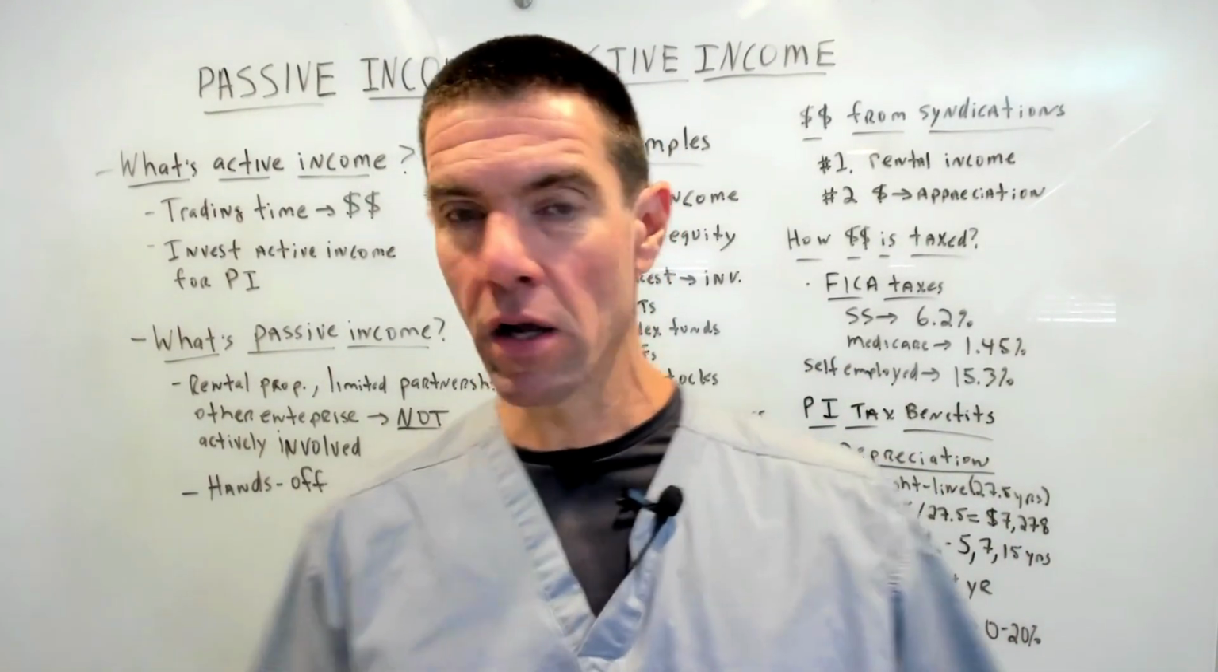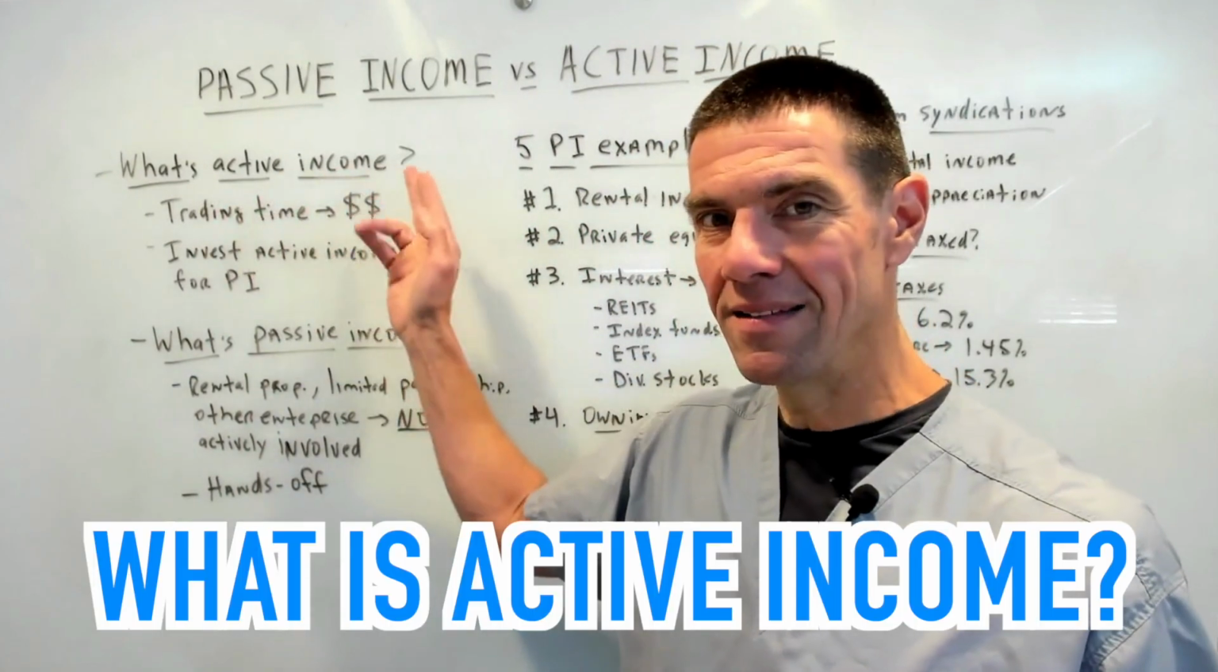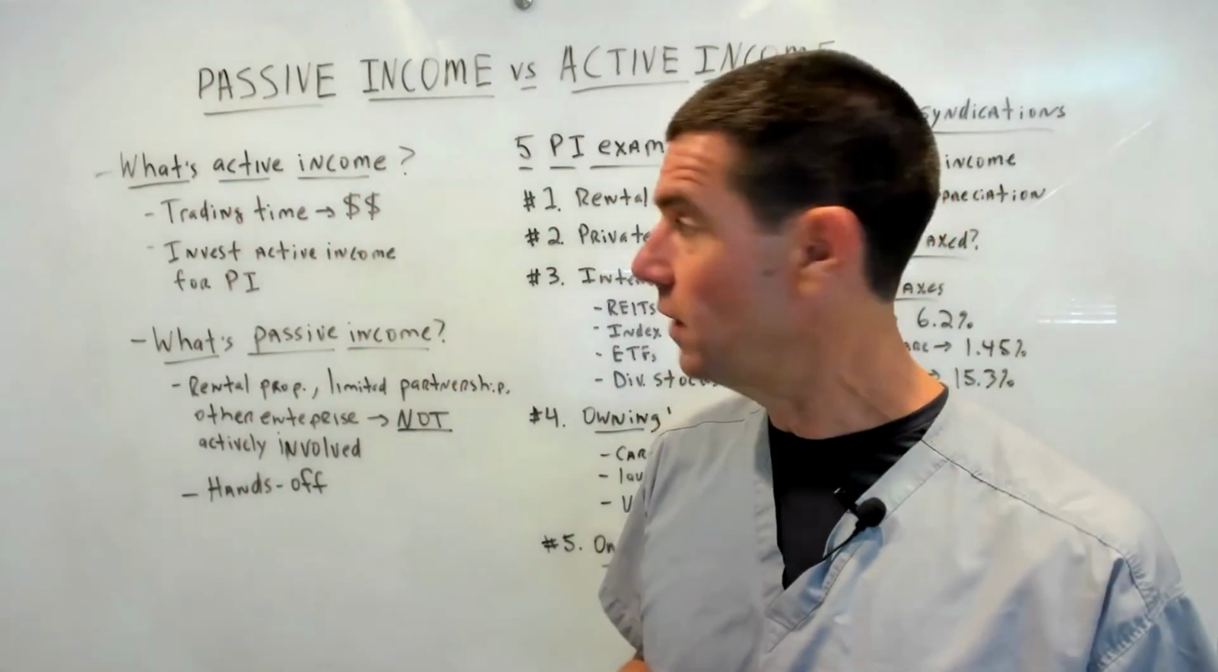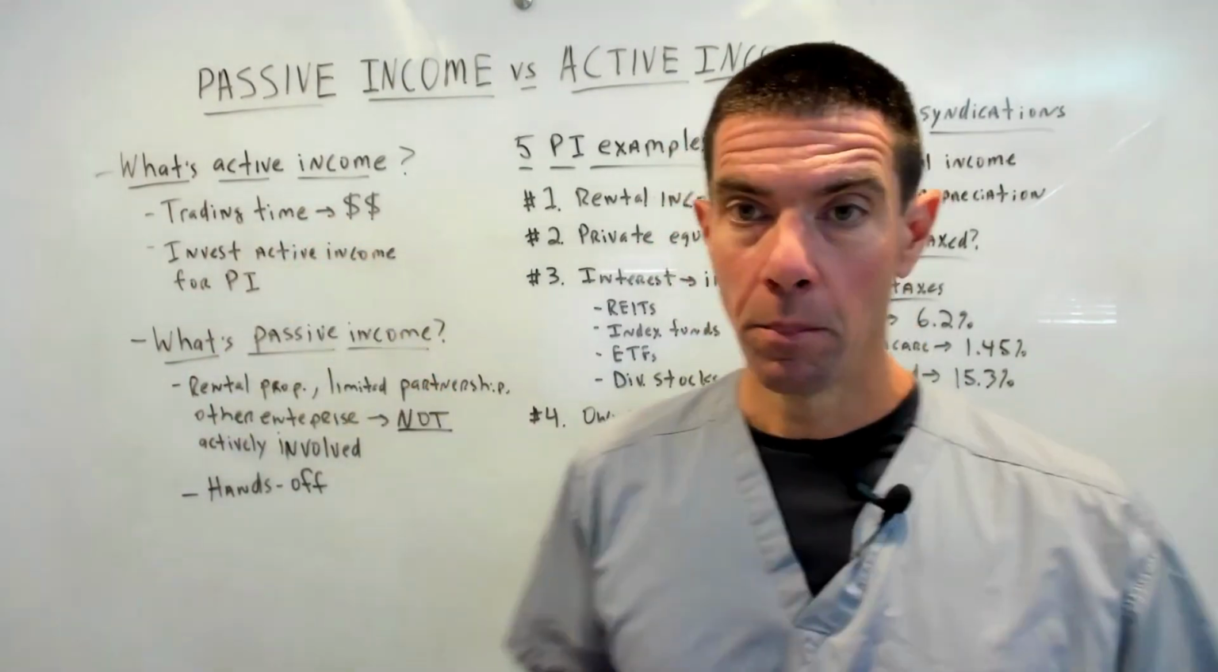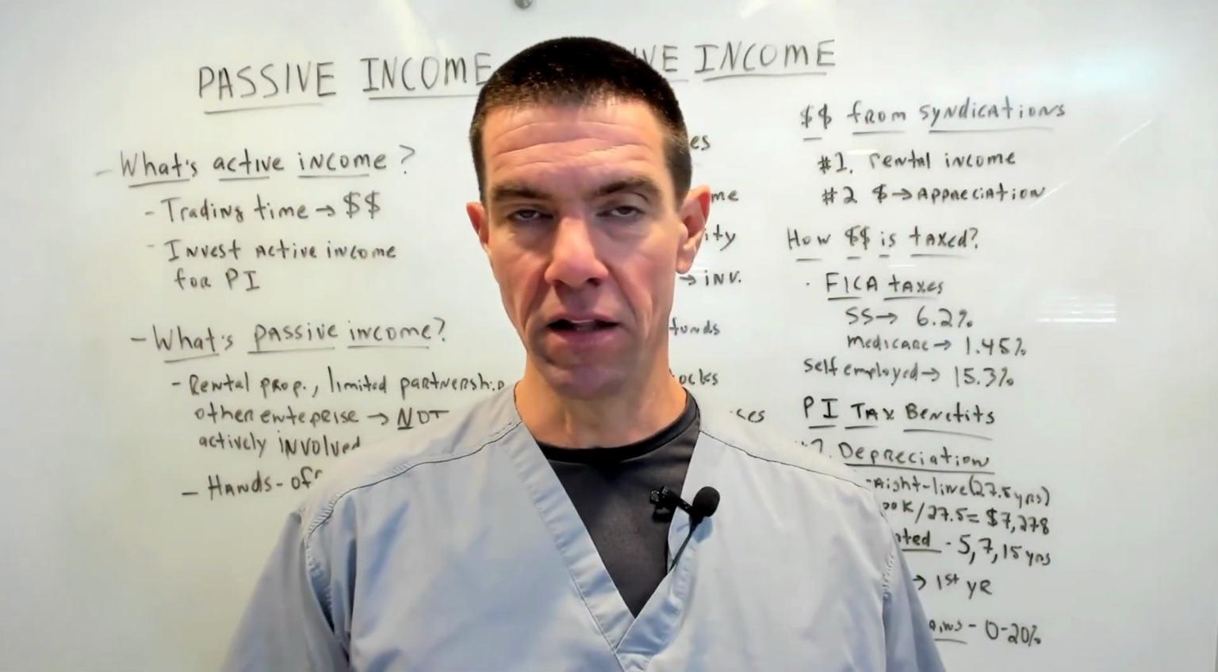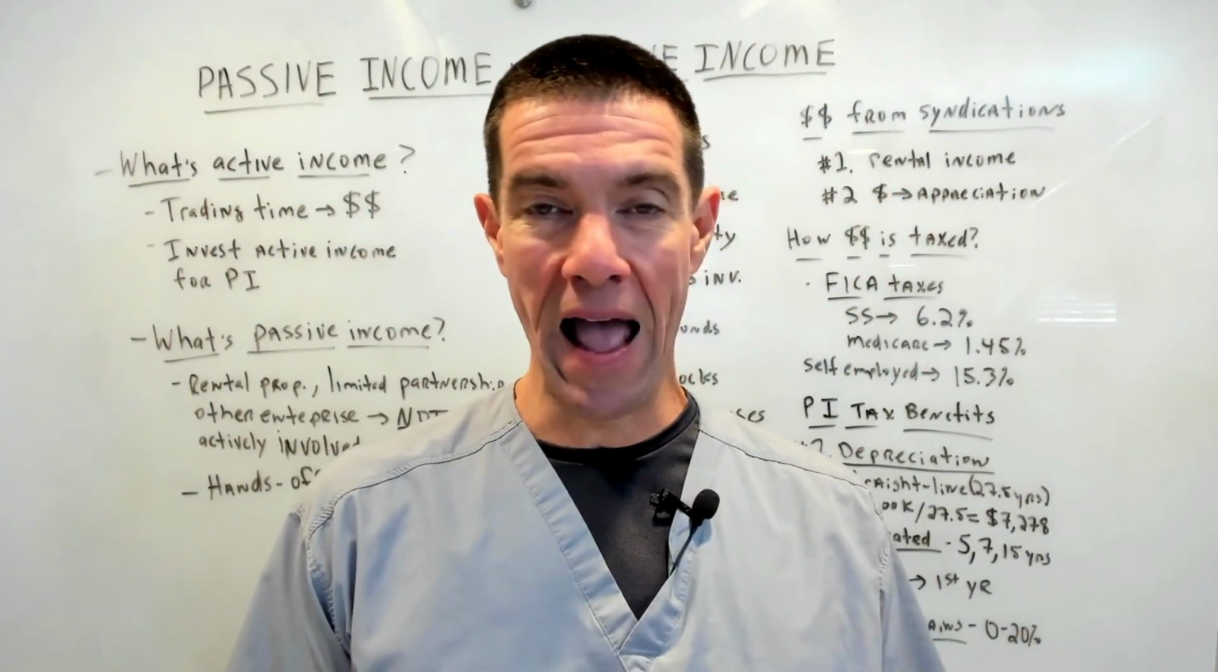So let's start off by talking about first, what exactly is active income? As previously discussed, trading time for money produces active income. Now, this can either be in the form of commission, salary, or hourly wage.